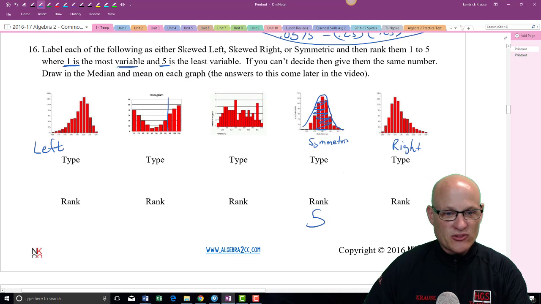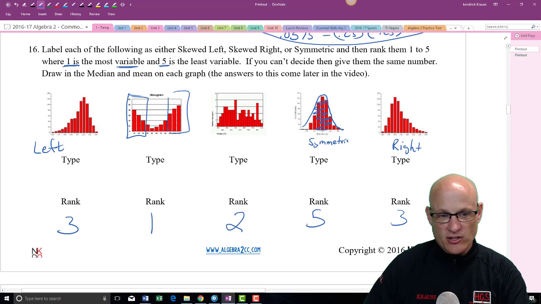The one that's got the stuff so far away from the middle, like this one, is the most variable, ranking 1. This one's kind of all over the place, so this would be a ranking 2. And actually, these two tie for third. Basically, they're just mirror images of each other, so they tie for third.